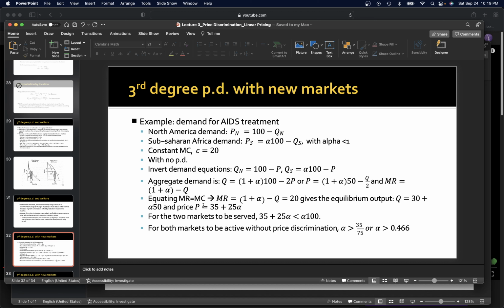You equate marginal revenue with marginal cost, and that gives you an equilibrium output of 30 plus alpha 50, and a price of 35 plus 25 alpha. So for the two markets to be served, it must be that this equilibrium price is less than 100 alpha, because 100 alpha happens to be the max price for South Africa. So for both markets to be active without price discrimination, alpha must be greater than 0.466, which is almost 1/2.